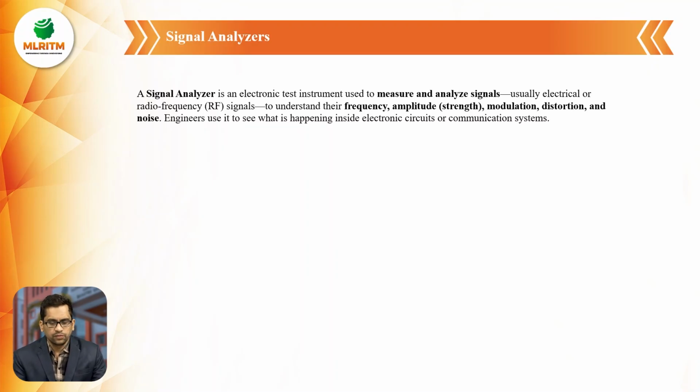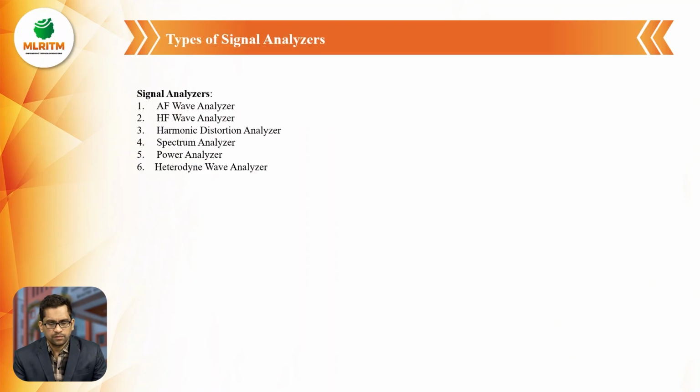What will this analyzer do? These analyzers will measure the frequency, amplitude, distortion, and noise of the signals. In electronic instruments, we can produce different types of signals along with the actual signal, like noise and distortion. Along with the actual signals, all these distorted versions of the signals will be produced. To measure these quantities, we can use signal analyzers.